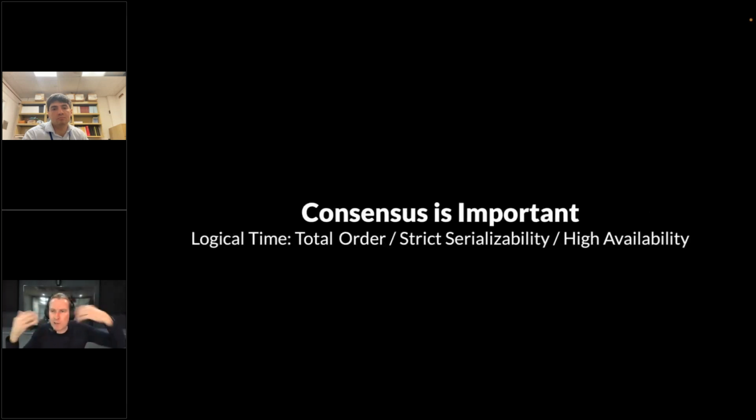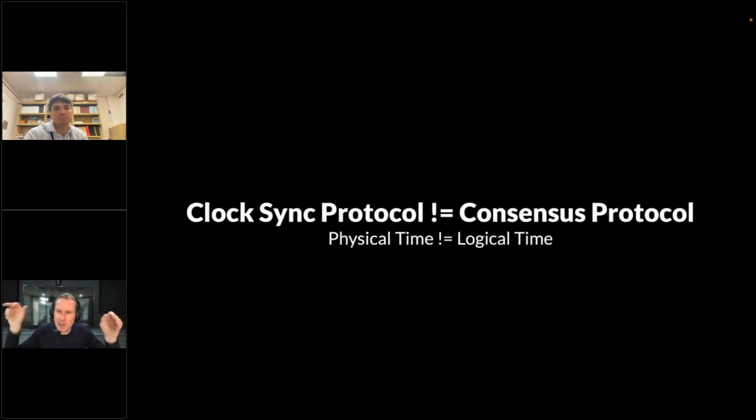And then again, the layer below, consensus, is important. This is how we get total order, strict serializability, high availability. So we've got physical time, we've got logical time. We're not making the mistake of mixing them, but both are important and they're actually all part of the discussion. And again, a clock sync protocol does not a consensus protocol make. So if we have a perfect clock sync, we shouldn't use that as a consensus protocol because clocks can fail and then strict serializability is violated. So that's why we don't mix physical time, logical time.